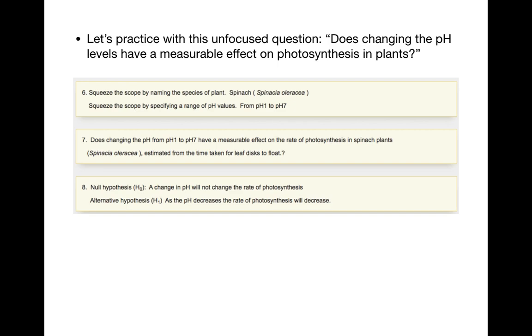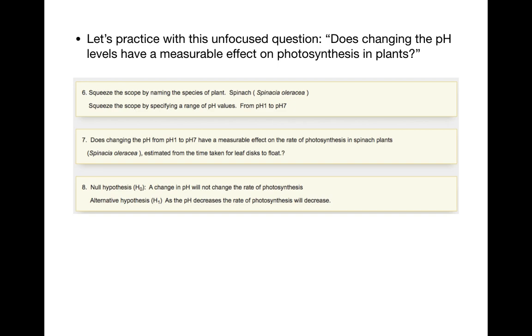Okay, step 6, squeeze the scope. Name the species of plant. So example here, spinach. They chose spinach for this one, and here's a scientific name as well. And squeeze the scope, so narrow it down by specifying the range of pH values from pH 1 to pH 7. So they're doing all the way from 1 to 14. We're just doing the acidic part of the pH scale.